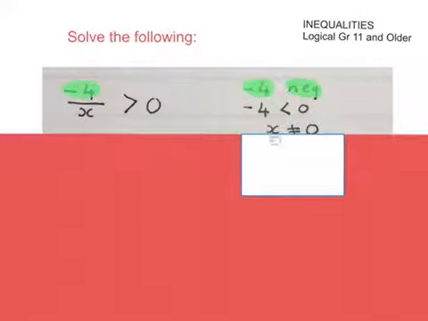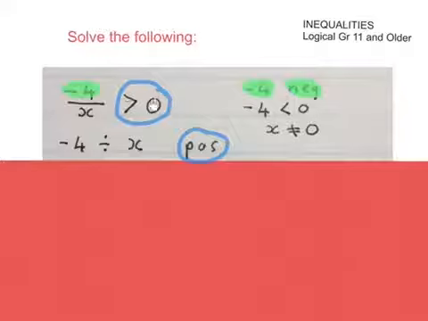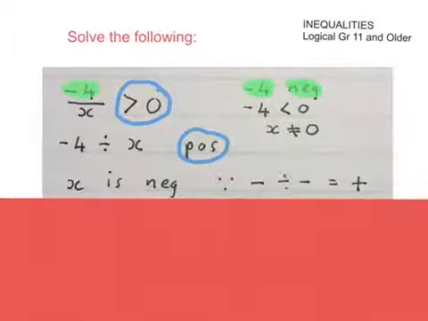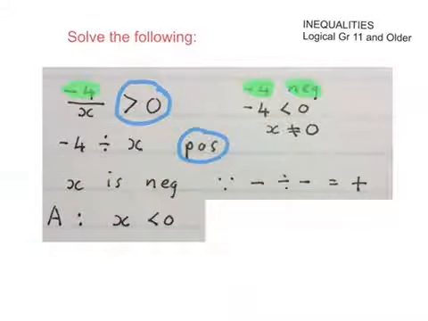Then there's a restriction. X is not allowed to be 0 because x is underneath in the fraction. The bottom is not allowed to be 0 because that will make it undefined. So I must combine this information and then find the answer. Next, this writing bigger than 0 in maths means positive in this case. So we have a negative divided by x must give me a positive. This means that x is also negative because a minus divided by another minus will give me a positive. So the final answer of this sum is x is smaller than 0.